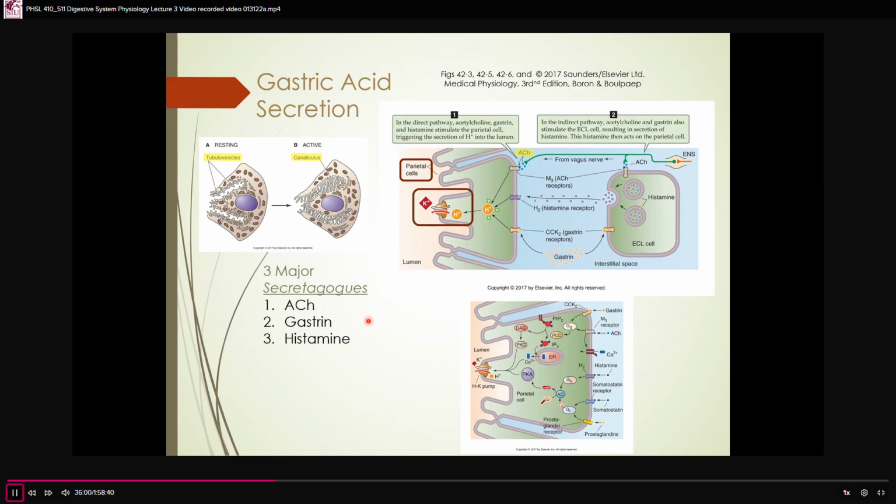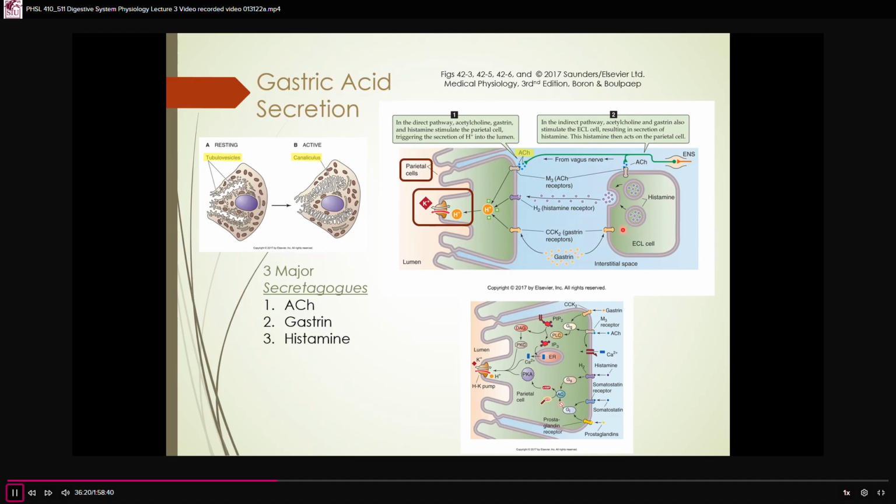And then lastly, histamine is going to come from cells that are the ECL cells, from enterochromaffin-like cells that are not in the glands themselves, but are located in the lamina propria support tissue that lies just beneath and supports and anchors the parietal cells in place.